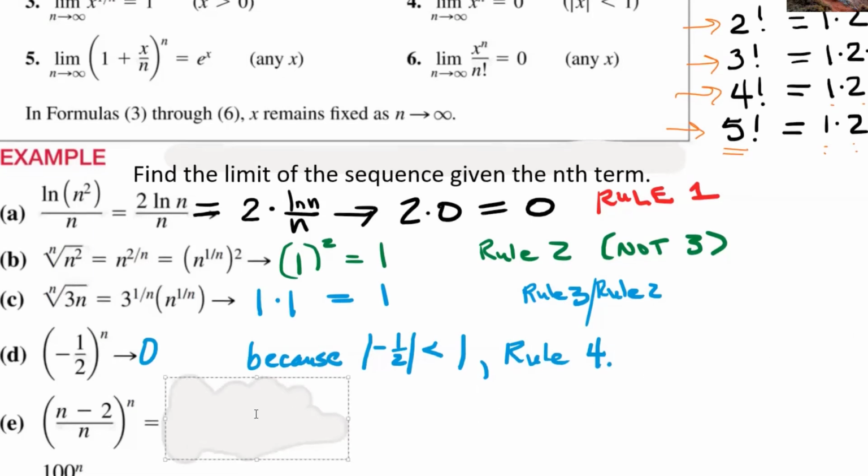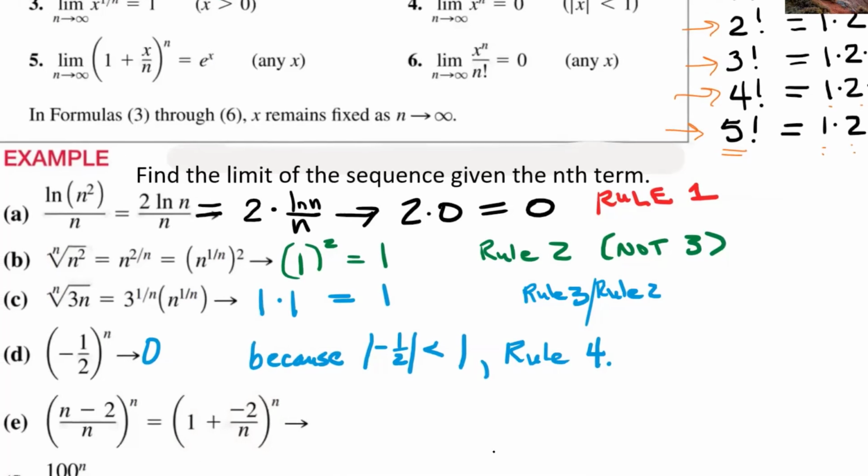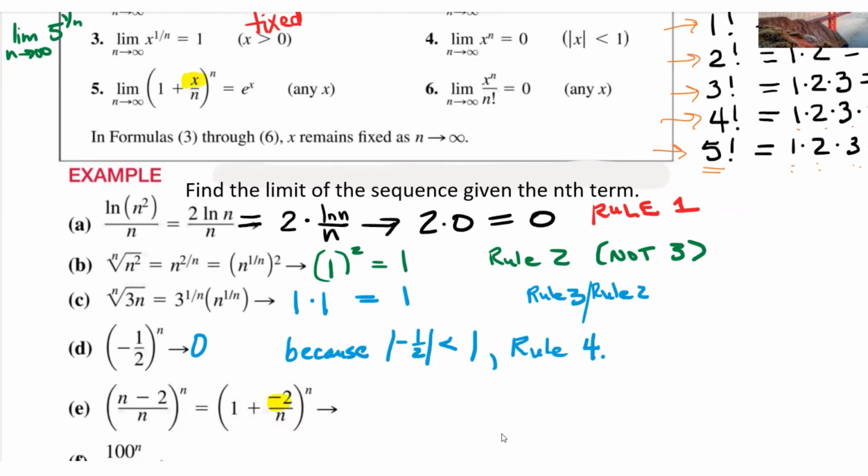Good. So you're going to divide each term by n. So we have 1 plus negative 2 over n to the n power. And it says that for any x, that this is going to be equal to e to the x. And the x that they're talking about here is negative 2. So what does this converge to? Good. E to the negative 2nd power, or 1 over e squared. Very good. So x is equal to negative 2, and we're using rule 5.